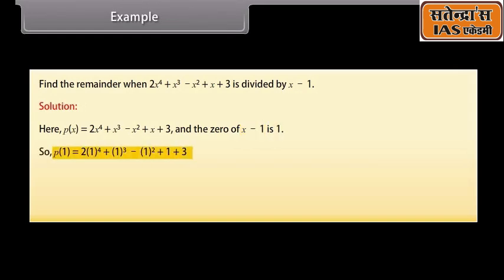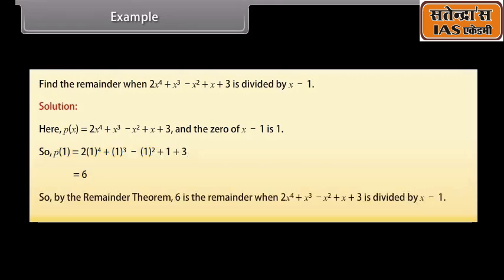So, p(1) = 2(1)⁴ + 1³ − 1² + 1 + 3 = 6. So, by the remainder theorem, 6 is the remainder when 2x⁴ + x³ − x² + x + 3 is divided by x − 1.